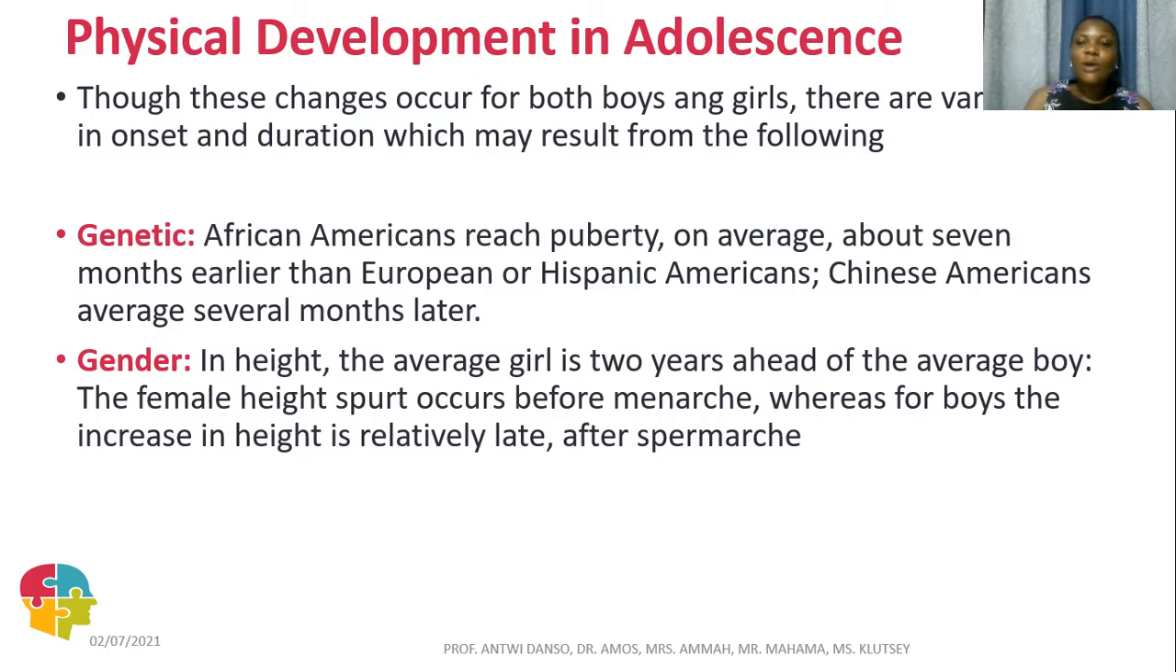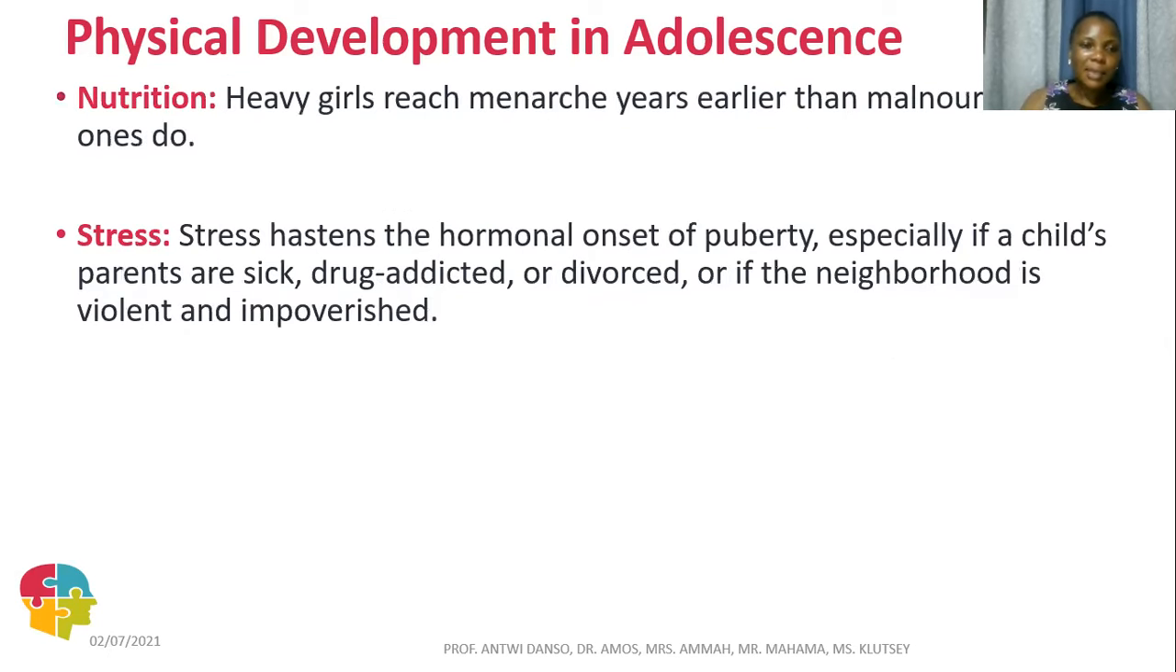Then gender. On average, females show their pubertal symptoms more glaringly and earlier than males. So if you see fraternal twins, one boy, one girl, getting to adolescence, age about 11 to 13, you see that the girl is becoming bigger and more flamboyant than the boy. It is natural because the average girl is 2 years ahead of the average boy in pubertal signs. The males get to the latter stage of adolescence before they show their signs. So the female height increases before menarche, whereas for the boys, it increases late, that is after spermarche.